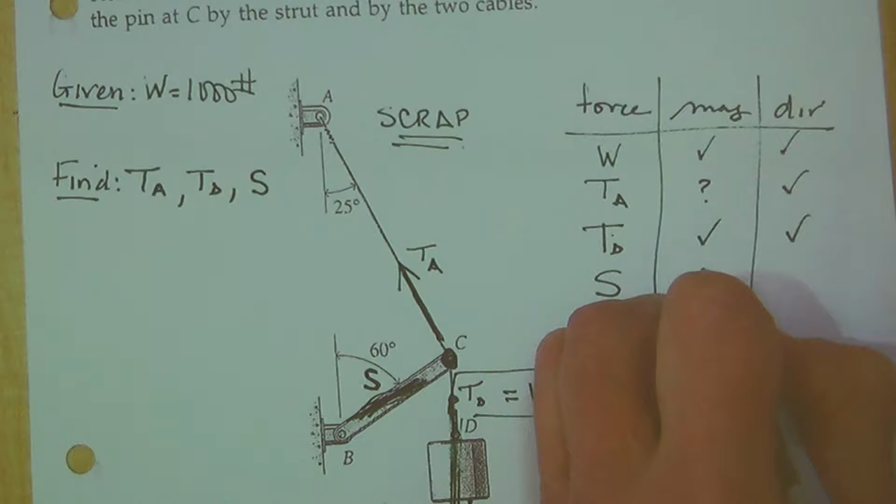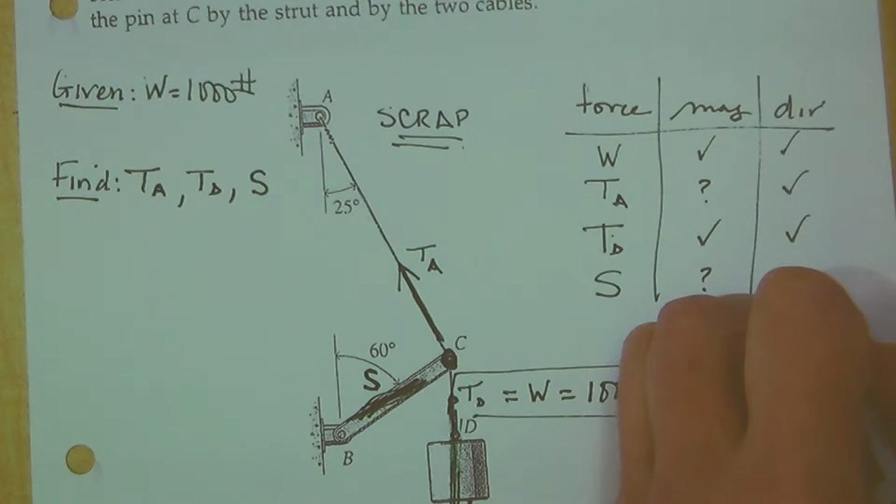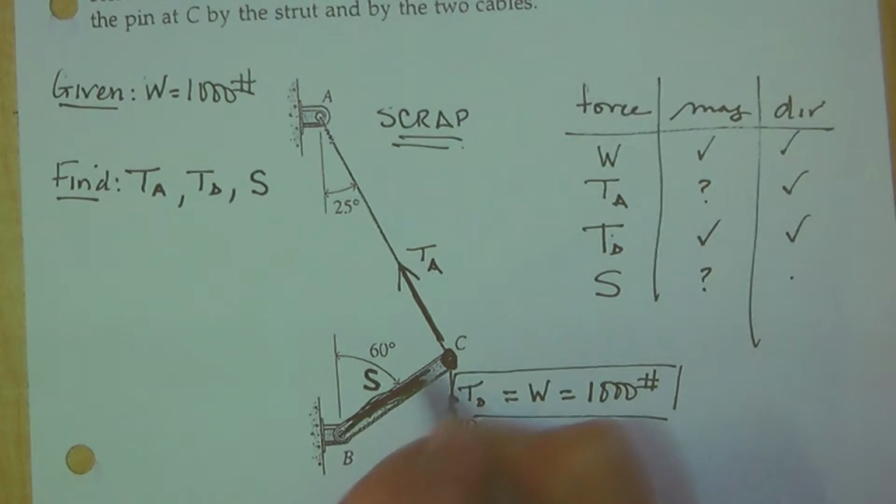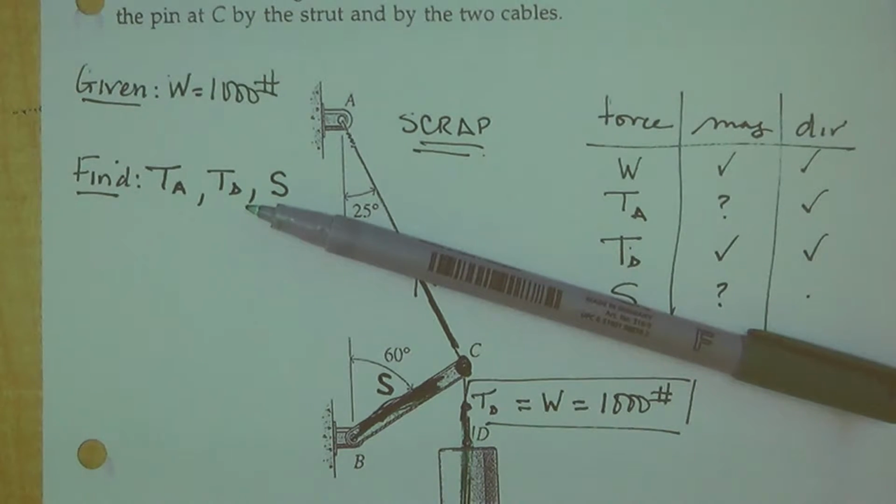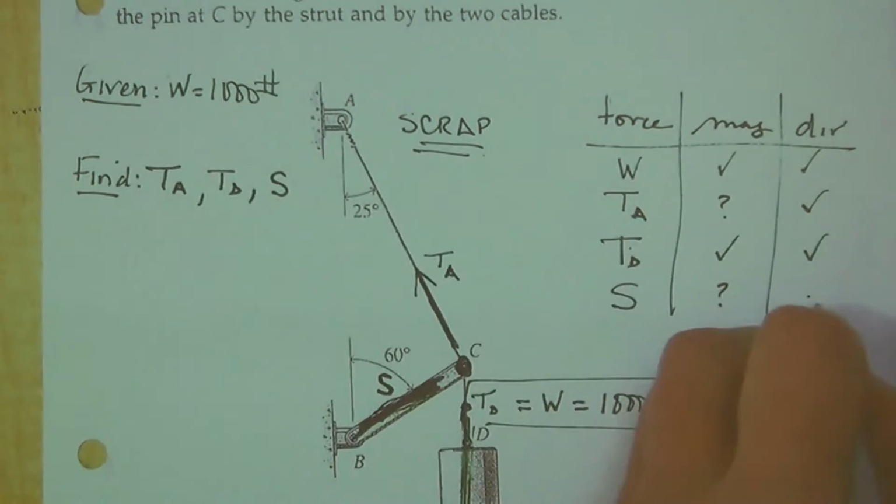Do we know the magnitude? No. Direction? I guess it's along here. Everyone, we know the strut's direction is along here. We don't know if it's a tension force or a compression force yet. We haven't thought about it much. But as long as we know the line of action, it doesn't matter if it's going that way or that way. We know the direction.